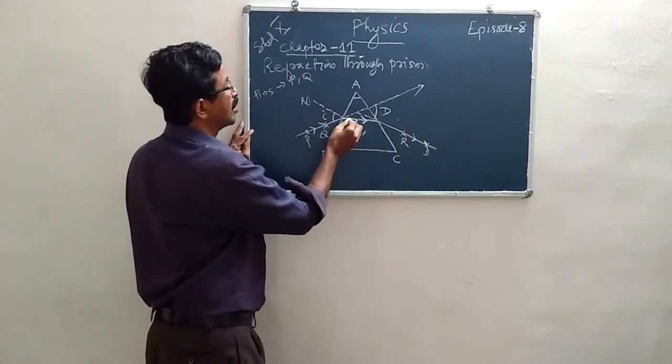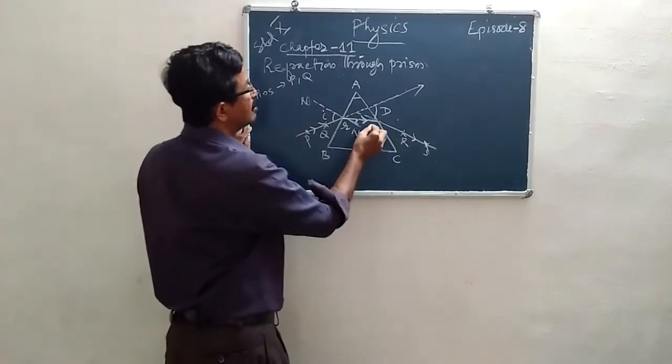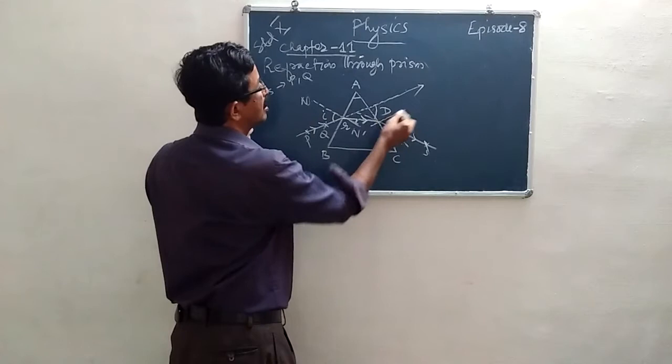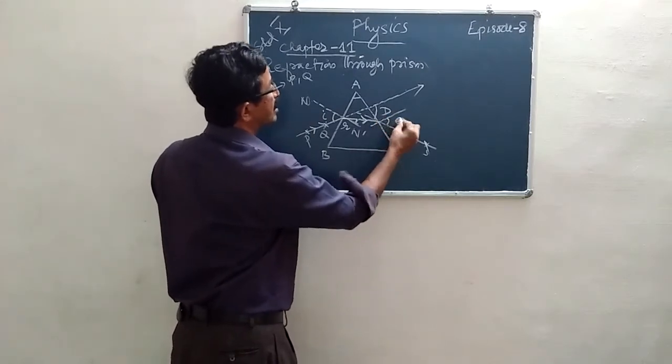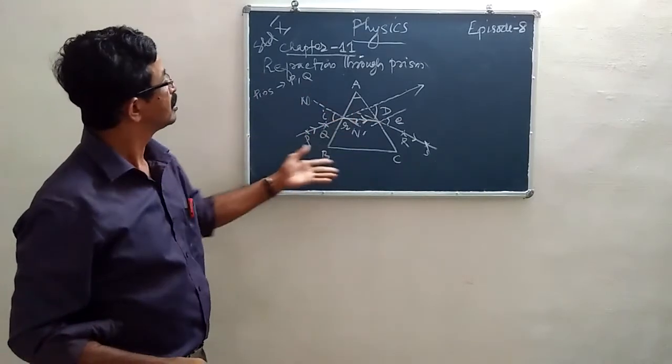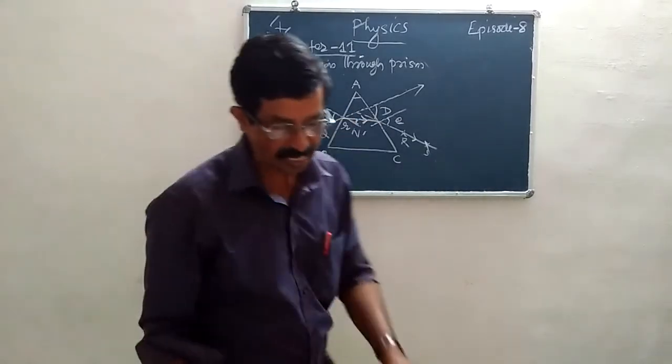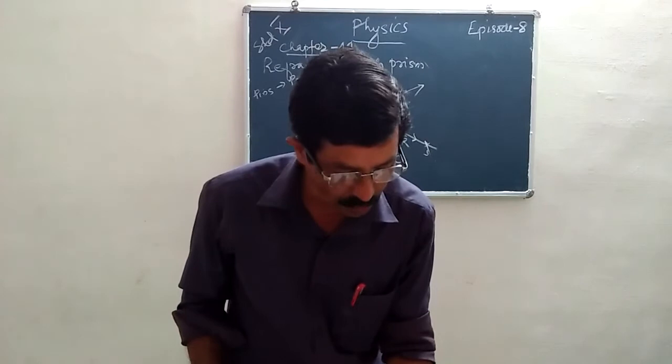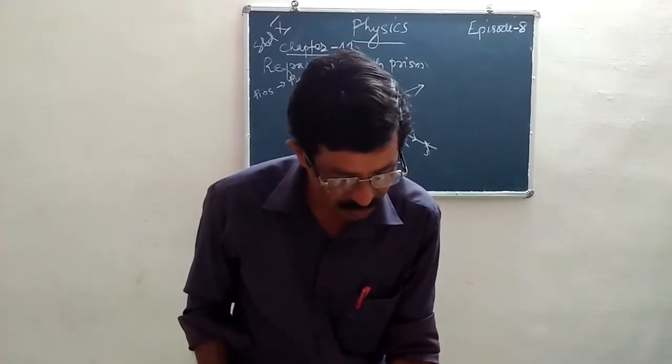R is the angle of refraction here, and here when we draw a normal, this is the angle of emergence. Angle of emergence. Now we got these points that you can see in this figure also. See, I just arranged this.